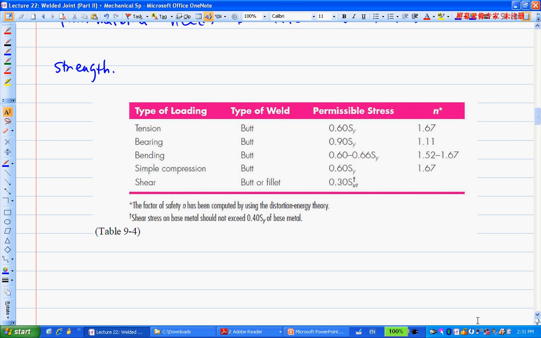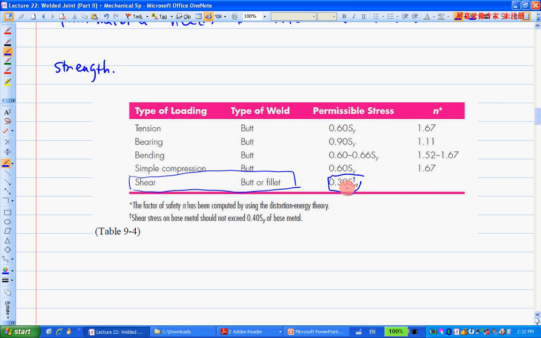This table gives you basically different kinds of loaded joints here: if it's a tension joint, bearing joint, bending joint, simply a compressed joint, or shear. This one here is actually for fillet, that's kind of our case study here. This value here says 0.30 SUT. That's the permissible stress. Remember we said we find the shear stress now. We want to compare it with a strength, the allowable value. So this is the value we're going to compare with.